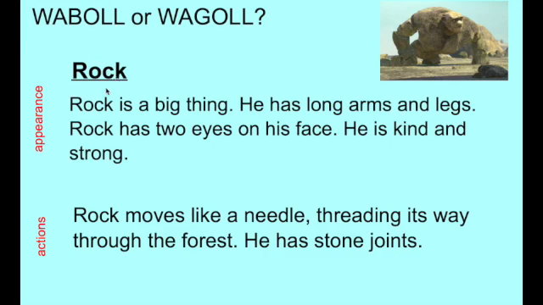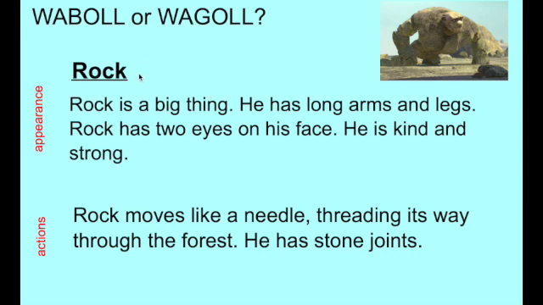So, we've got Rock. Rock is a big thing. He has long arms and legs. Rock has 2 eyes on his face. He is kind and strong. Rock moves like a needle threading its way through the forest. He has stone joints. Now, just have a think to yourself. Is it a wabble or a waggle? What do you think? Right, well, I would suggest that it's a bit of a wabble.